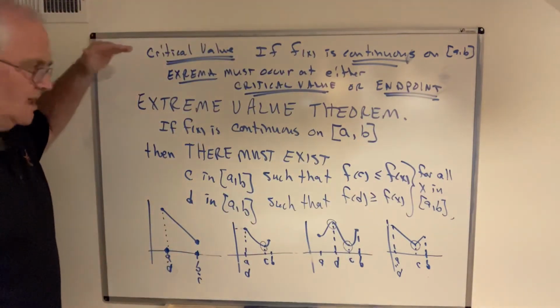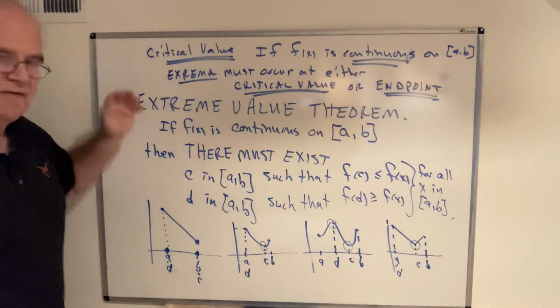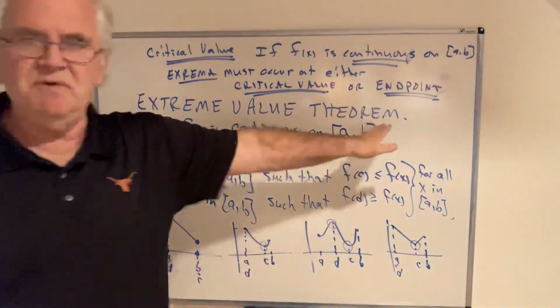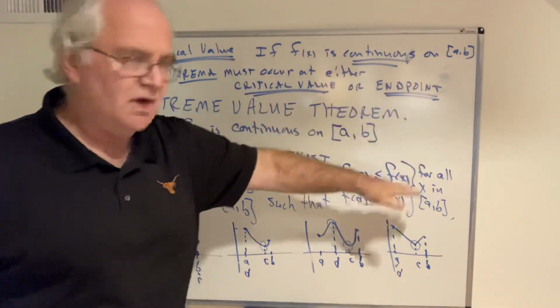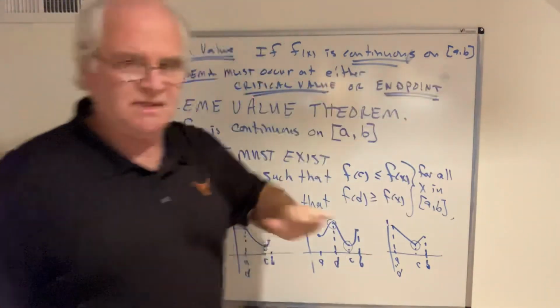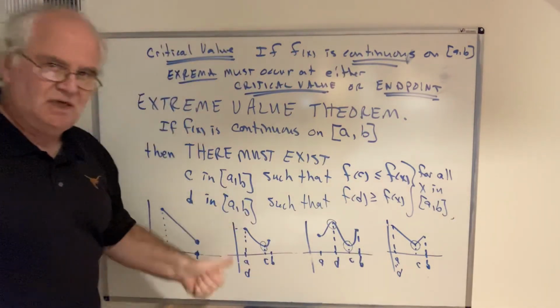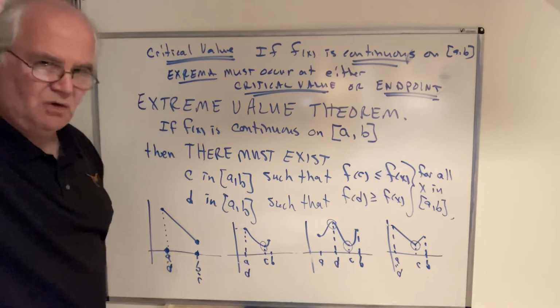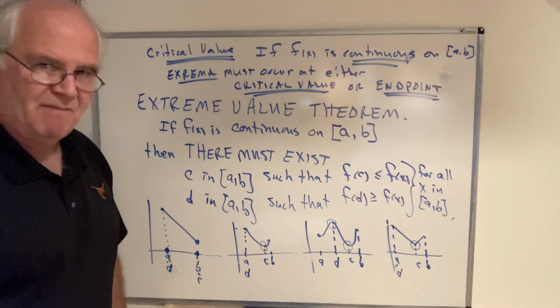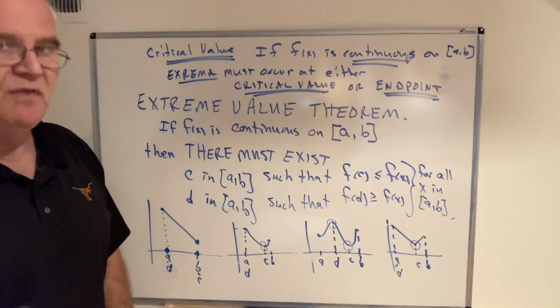If a function is continuous on a closed interval. If it is not continuous, this statement is not necessarily true. If it is not a closed interval, it's not necessarily true. If it's not the closed interval AB, it's not necessarily true. But if it is continuous on the closed interval AB, then the extrema, number one, the extrema must exist. There must be a maximum. There must be a minimum. There might be more than one.